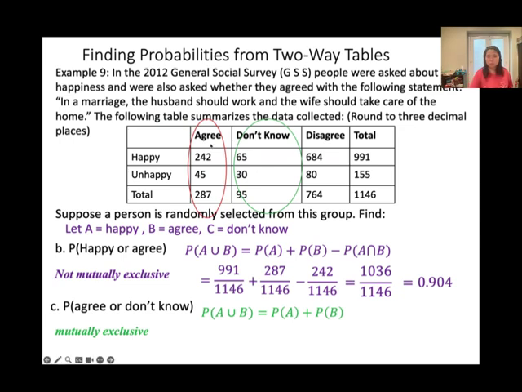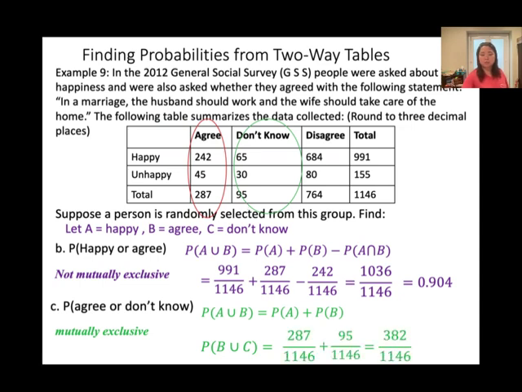Probability of agree will be 287 plus probability of don't know will be 95. You should get 0.333. Okay, and one more time, mutually exclusive event or not mutually exclusive event, for sure that will be on your midterm. You're going to see a lot of questions using this formula.